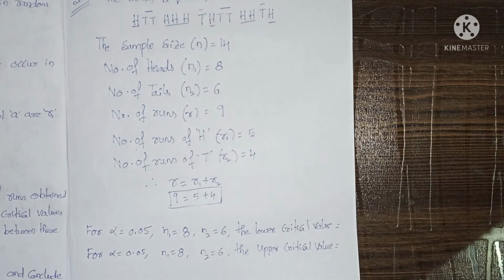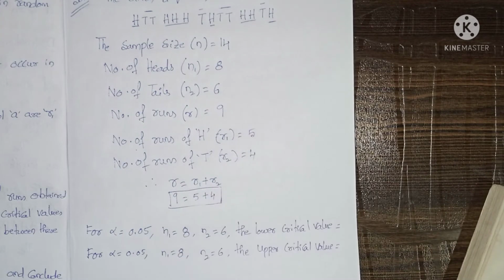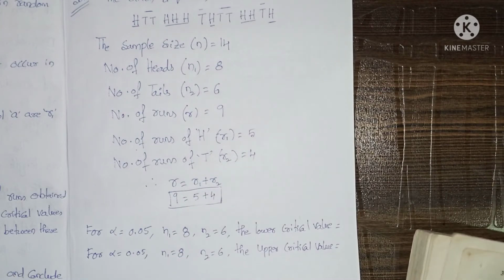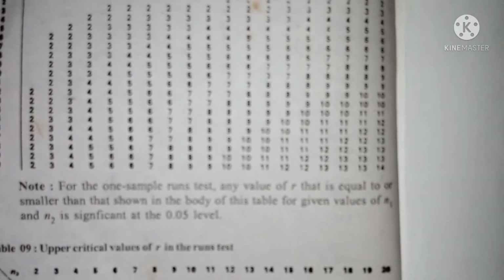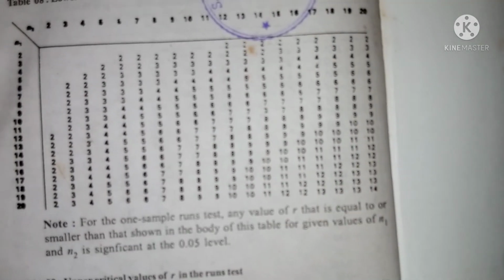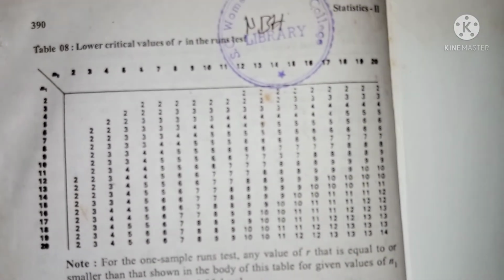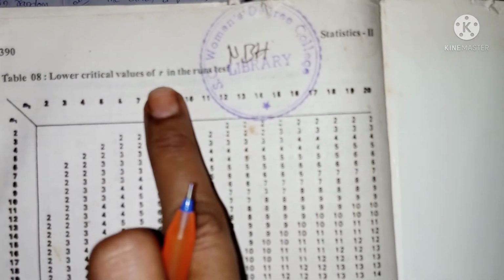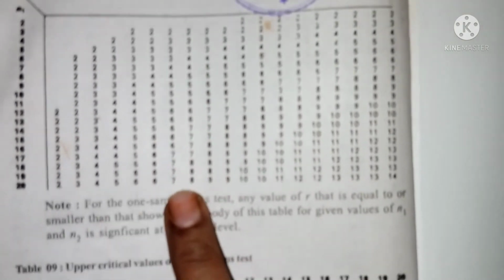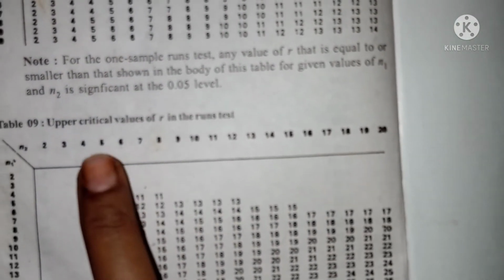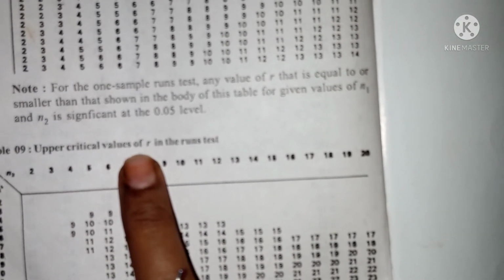See, these are the table values. I think you are able to see it. Here is the lower critical value of R in the run test. This is the lower critical table, and this is the upper critical value of R in the run test.